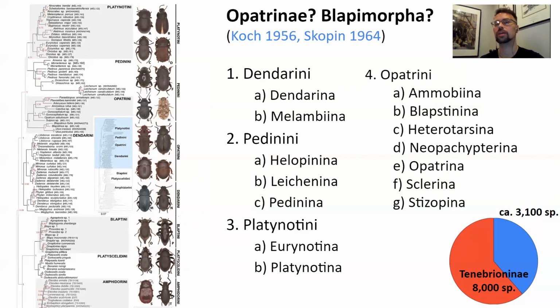Prior to going into the lab, we looked at some older literature contributions and noticed even bigger concepts than the opatrinoid clade, such as Opatrina and Blapimorpha. Both concepts had some huge fans and opponents.